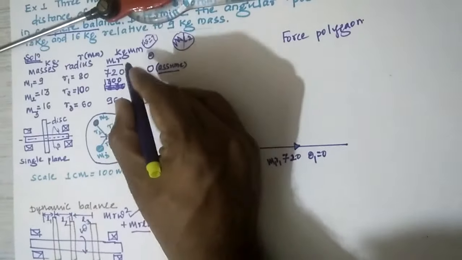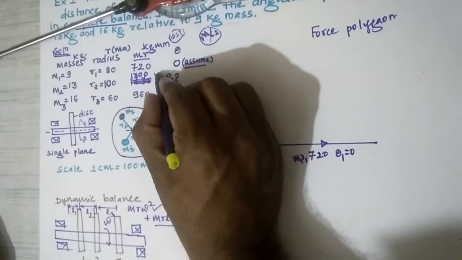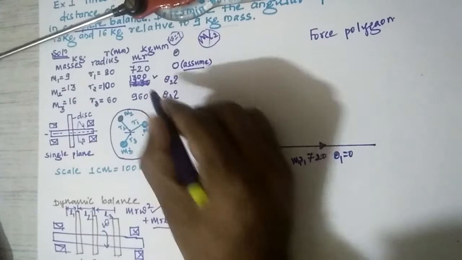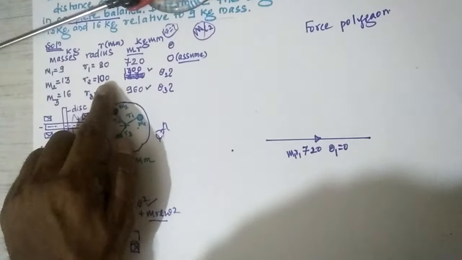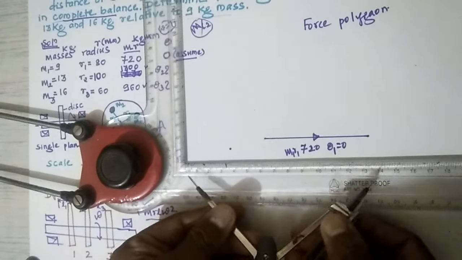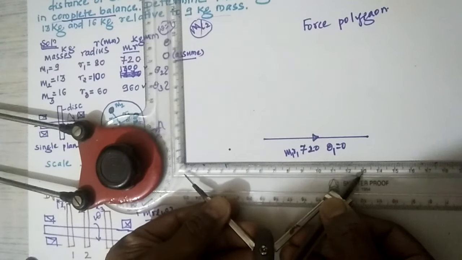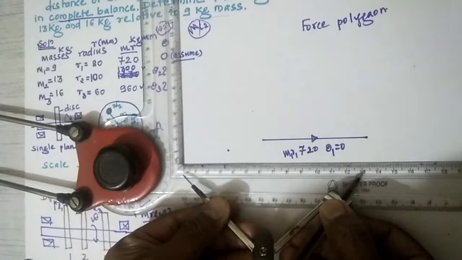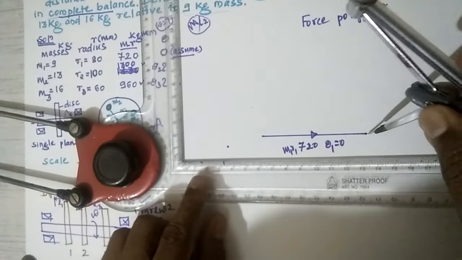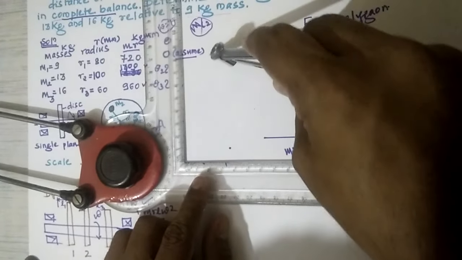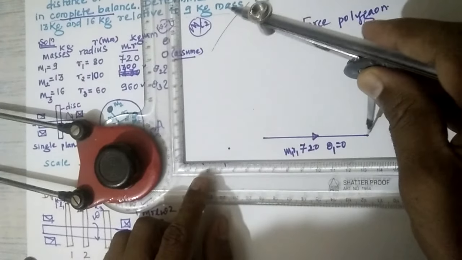Then for the remaining two products, M2 R2 and M3 R3, I will take M2 R2 as 13 centimeter. You take 13 centimeter with a compass. Then you have to draw the arc. I have drawn an arc here.